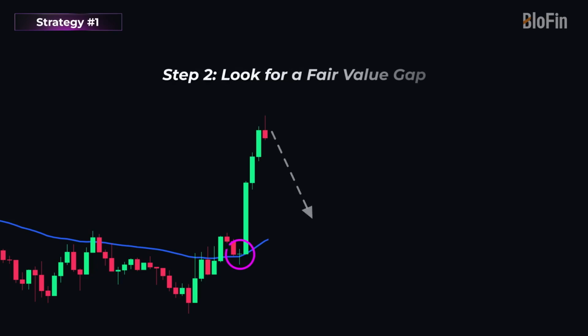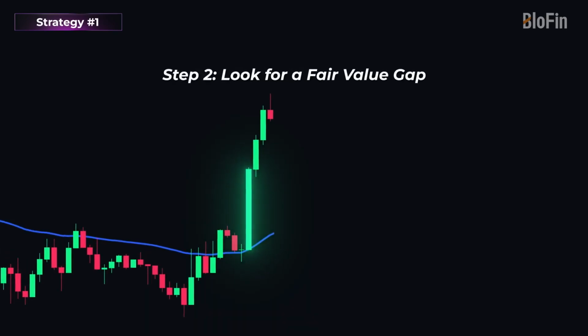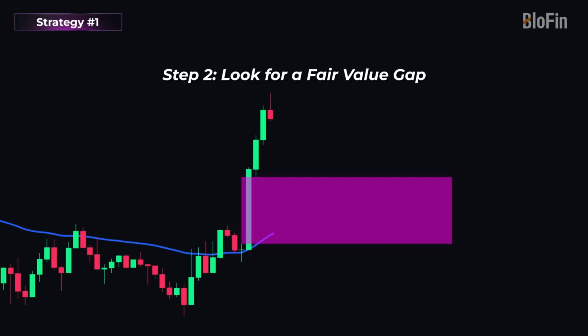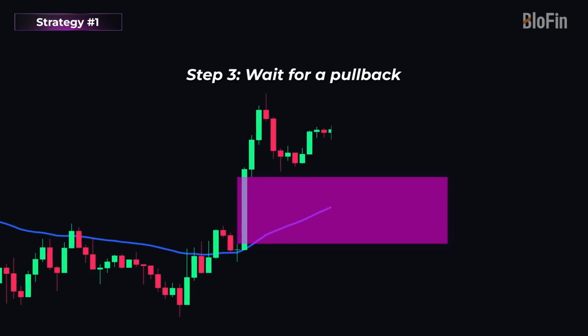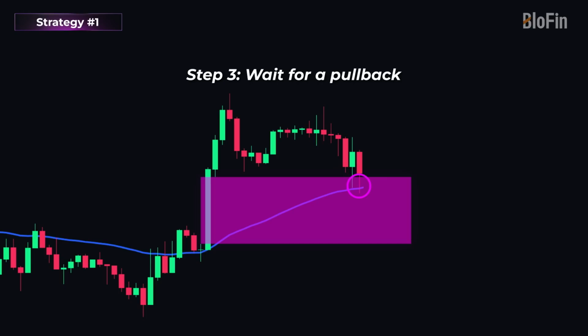The next step is to look for a fair value gap, and right here, we spot a large green candle where the high of the previous candle doesn't overlap the low of the next candle, creating a fair value gap. The size of the gap is also quite large, which makes it valid for entry. The next step is to be patient and wait for the price to pull back into the gap. But we also want to make sure that the uptrend structure remains intact and that the pullback isn't too deep. In this example, price eventually pulls back into the gap.